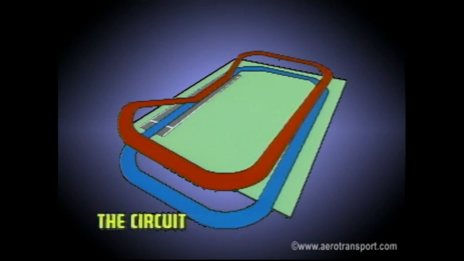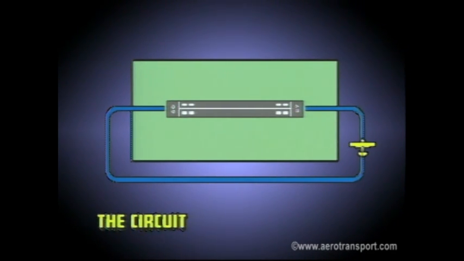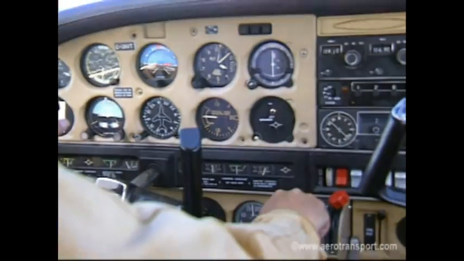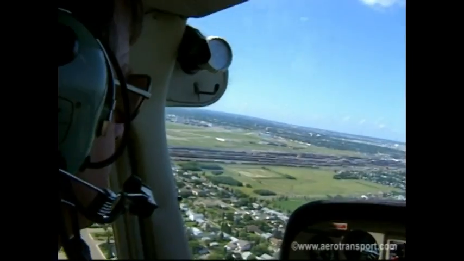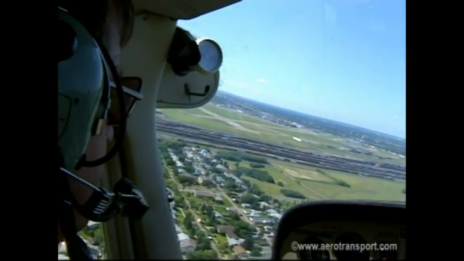Visualize the circuit and where you're located in the traffic flow. Now, estimate where you will reduce your power and where you will turn final. Once on base, reduce power and airspeed to begin your descent. Make necessary drift correction to keep you on a ground track that is perpendicular to the runway.